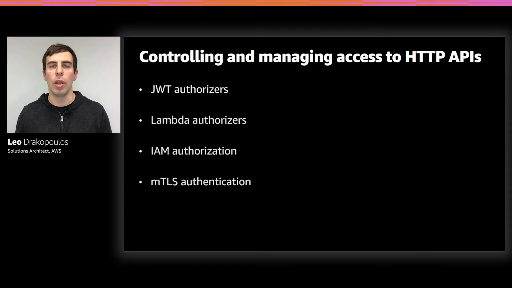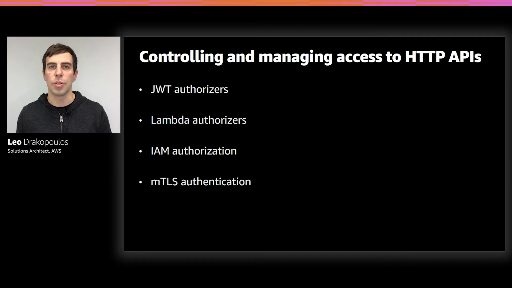But this session is all about controlling and managing access. So let's have a look at the different approaches to control and manage access with HTTP APIs on Amazon API Gateway. The first one is JWT authorizers.